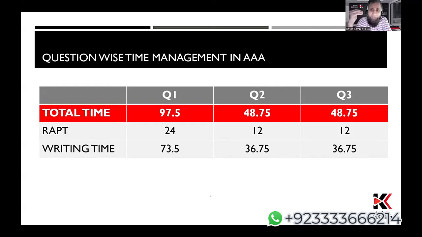Suppose you finish the answer in 90 minutes, when it has to be finished in 73.5 minutes. So that extra 16 or 17 minutes you took, that means either your writing speed is slow or you're not managing to write the full answer within 73.5 minutes. So what you can do, you can reduce the length of your answer by like 10%, 15%, of what you actually wrote.